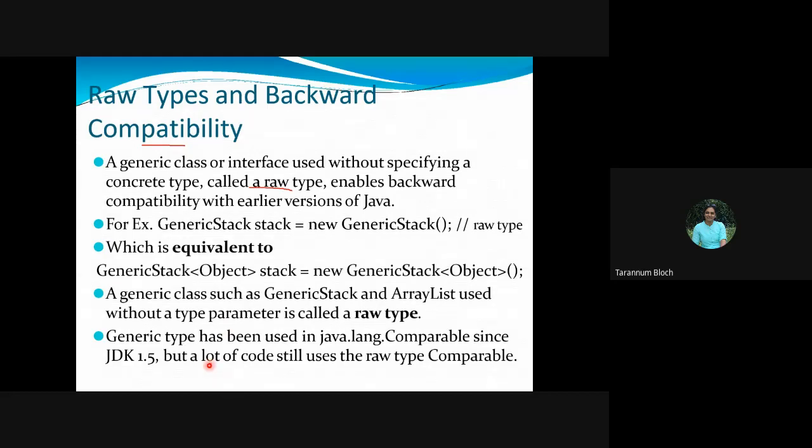Is it clear? So when we are not specifying the brackets, we call it a raw type, and raw type is supported because lots of code still uses the raw type Comparable. Fine? Is it clear? Should I move forward? Guys, can I have the acknowledgement? Okay.